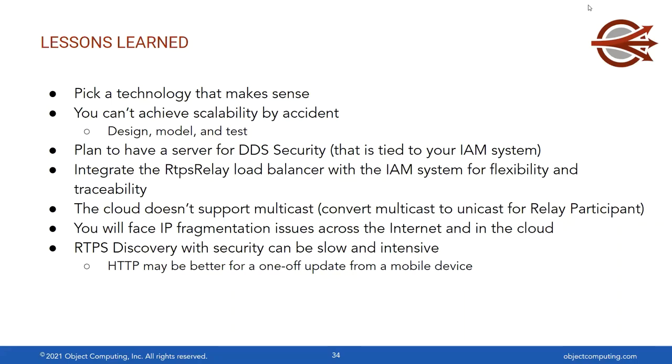The cloud doesn't support multicast. So if you're running the relay, you'll have to prepare for converting multicast to unicast for the relay participant, and we have a utility for doing that, and there are other utilities that exist as well. You will see IP fragmentation issues across the internet and in the cloud.